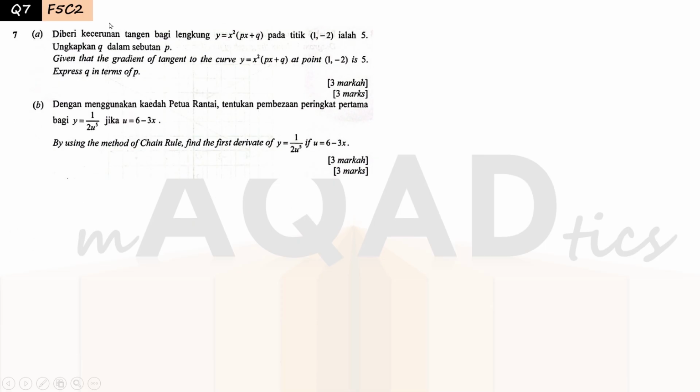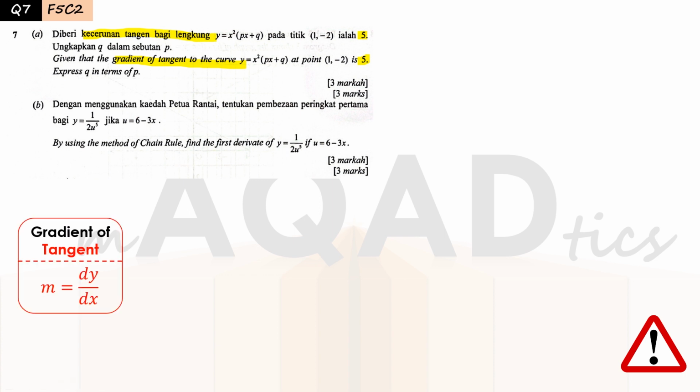Question 7 focuses on differentiation. So here we have gradient of the tangent to the curve, which is this one. At this point is 5, and we need to express q in terms of p, so q must be on the left side. So the main point here is this one, gradient of the tangent to the curve, which we know is dy over dx. So what we need to do now is to figure out dy over dx first. So we need to differentiate this equation.